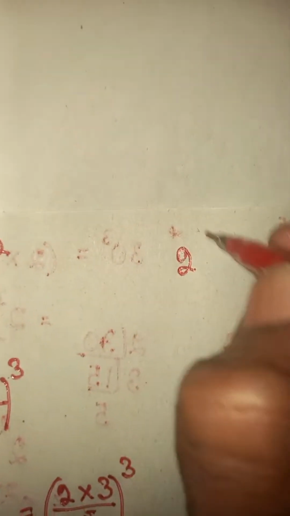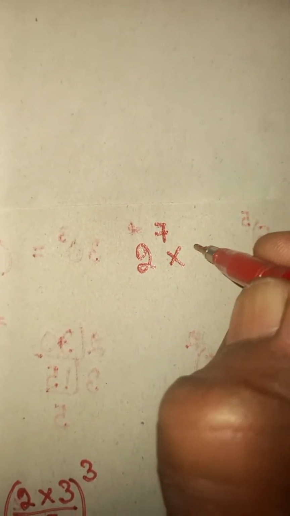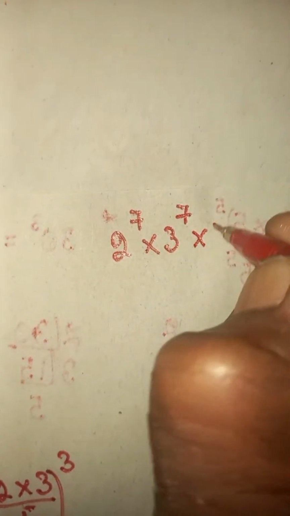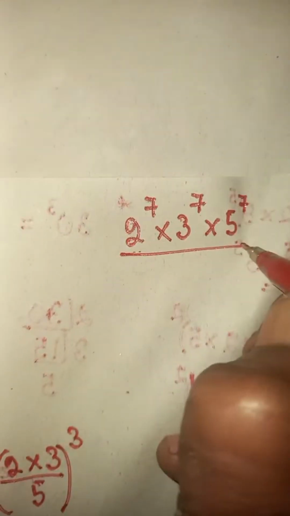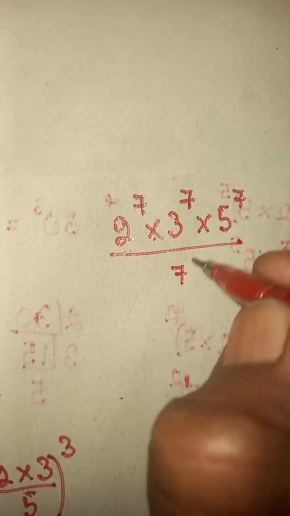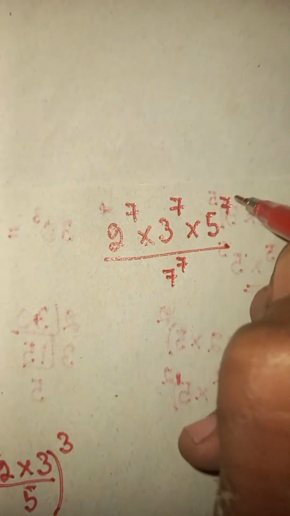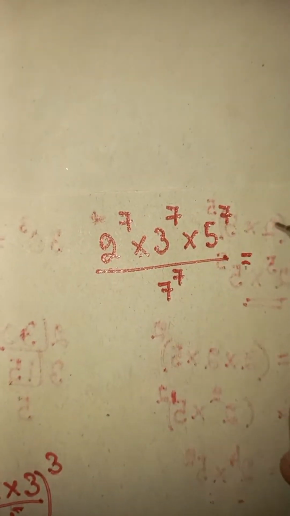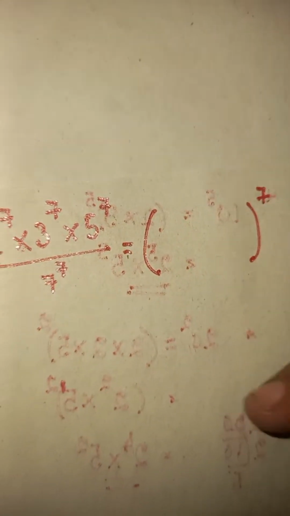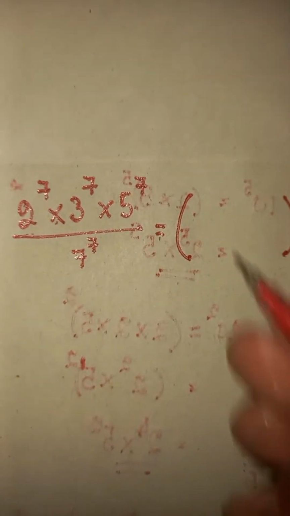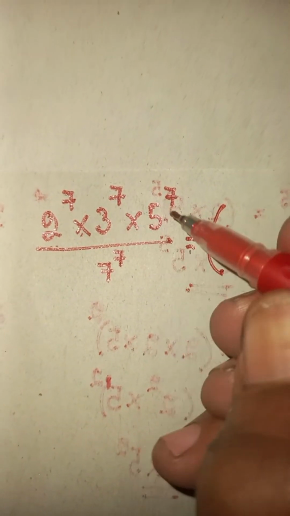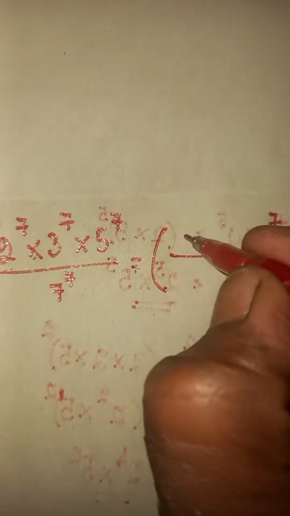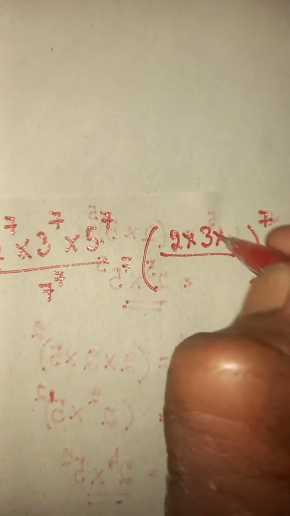Here they are giving 2 power of 7 times 3 power of 7 times 5 power of 7, divided by 7 power of 7. In all of them, 7 is the common power, so you can take 7 as the common power. Now take out the inner parts, that is 2 times 3 times 5, divided by 7.